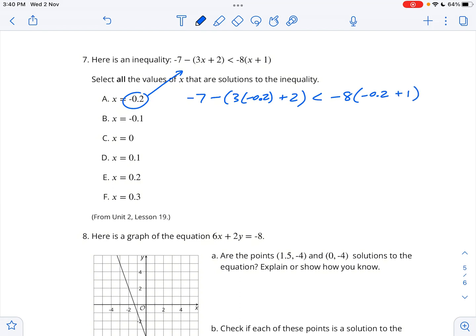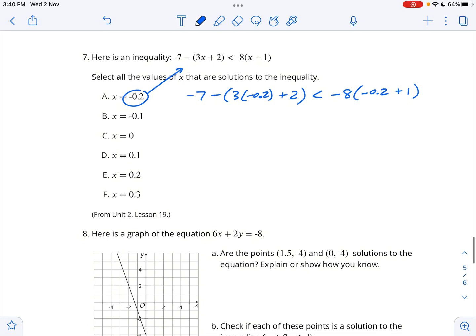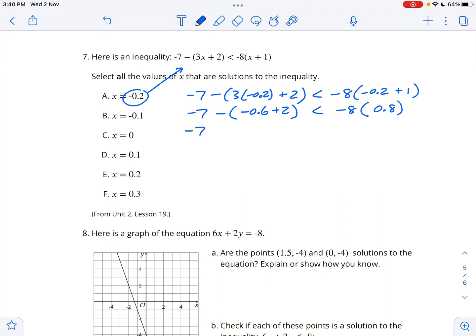I'm only going to work out one of these just so you can see how it's done. So this is going to become negative 7 minus negative 0.6 plus 2 is less than negative 8 times 0.8. And really, you could distribute that 8 in there, but you don't want to do that. Just follow your order of operations. It's easier, and you're less likely to make a mistake. So I keep going. Negative 7 minus, this works out to be 1.4, is less than negative 6.4. This is going to be negative 8.4 is less than negative 6.4.